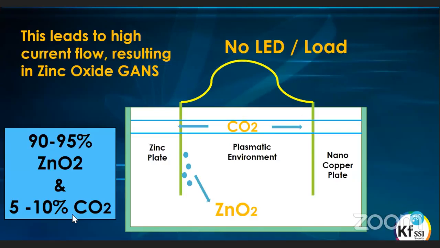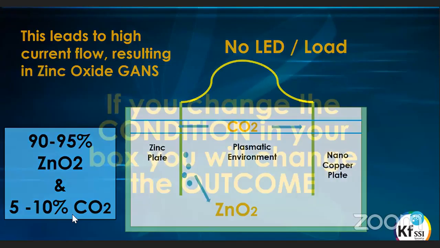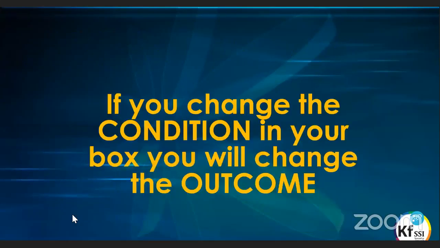There's nothing wrong with that because zinc has its uses, but it's just a case of one needing to know what you want to produce and what you are creating. So it's very important to understand how you set your box up. And as you've seen, if we change that condition, we get something entirely different. So just the aspect of putting a load or not putting a load determines whether we're creating mainly CO2 or mainly zinc GANs. So any little change that you make in your box is going to change the outcome of what you're producing.